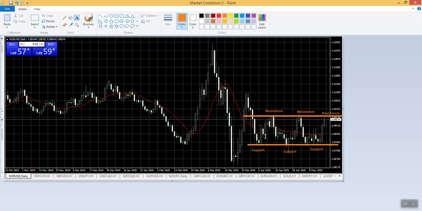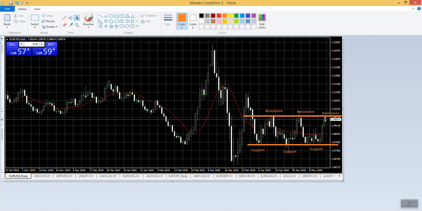So in this point, anytime it touches a resistance, you should sell, and here anytime it touches a support, you should buy. Anytime it goes up again to touch a resistance, you sell. Anytime it comes down and touches a support, you buy. So this is how to trade this kind of market.